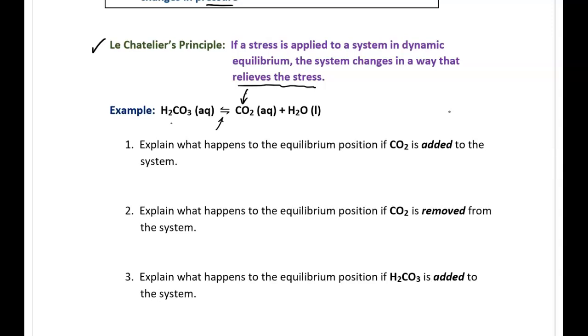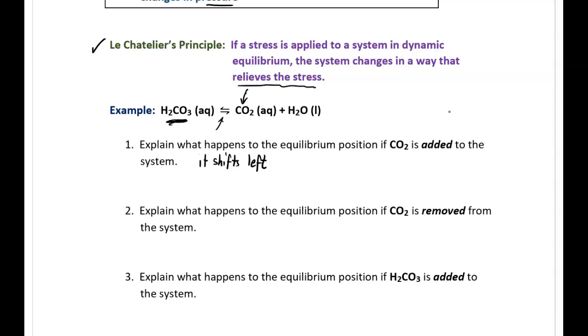Well, it needs to relieve that stress. So to relieve adding more CO2, it needs to use up that CO2. CO2 is used when the reverse reaction happens. CO2 gets used by combining with water to make the H2CO3. So what happens to the equilibrium position? It shifts to the left. The CO2 is going to get used up, creating more H2CO3.